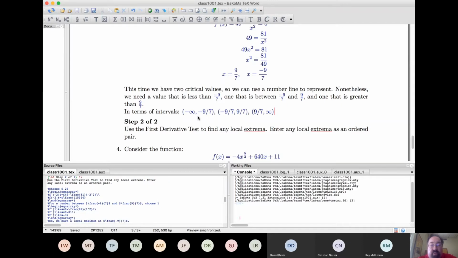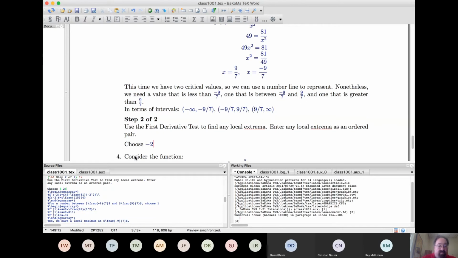So first I need to choose a point in this interval, something that is less than minus 9/7. And of course, it's always more convenient to choose an integer. So for instance, -1 would not work, but -2 would work. So that's less than minus 9/7. So I'll go ahead and do that, and substitute that into the derivative to see if it's positive or negative.